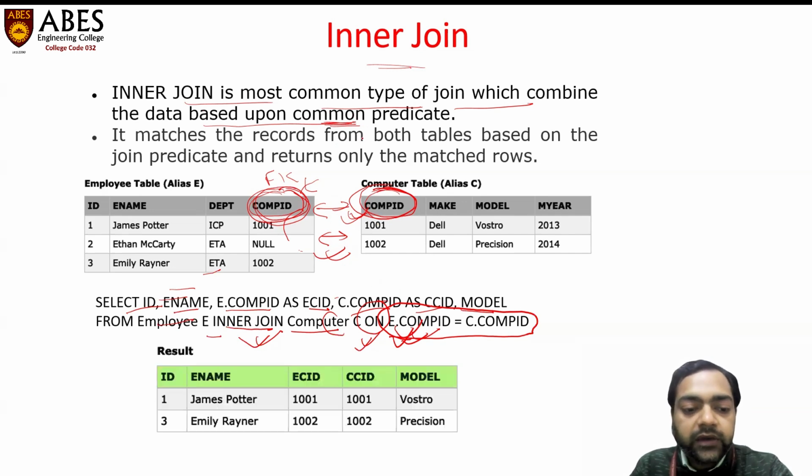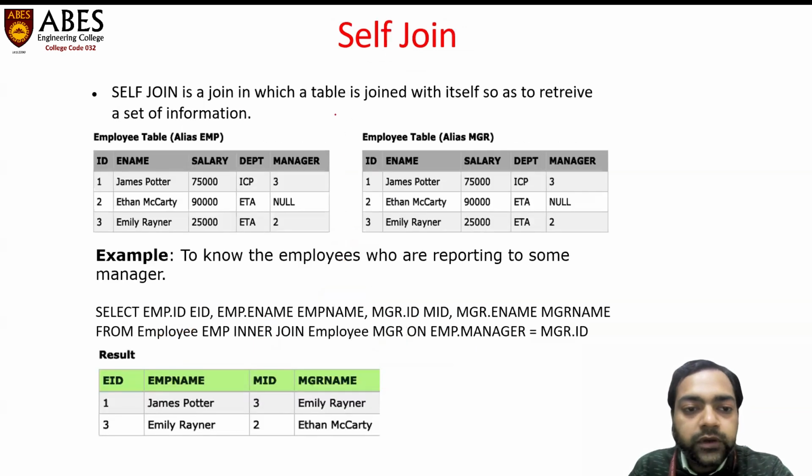So this will be the concept of inner join. Now if you can see, here we will get these two rows when we perform the inner join on these two tables. Now we have self join, right? Self join is basically a join in which a table is joined with itself so as to retrieve a set of information. So in the case of self join, we have only one table and we need to join this single table with itself, or you can say twice, right?